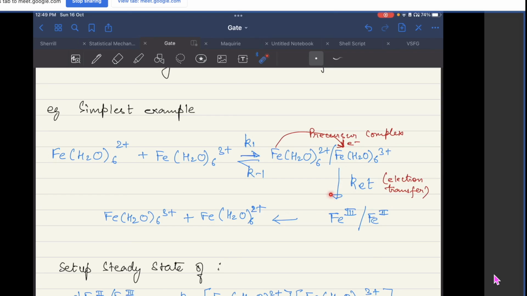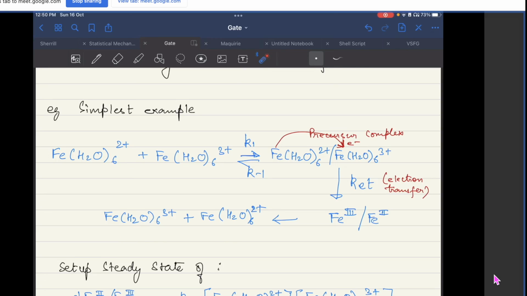And finally, when this gets converted, the Fe2+ is oxidized to Fe3+ and the Fe3+ is reduced to Fe2+, followed by the rate constant kET, which is for electron transfer. Now the slash indicates that these two complexes are still in close contact, like in the precursor complex. Finally they get separated, and we have our two complexes.